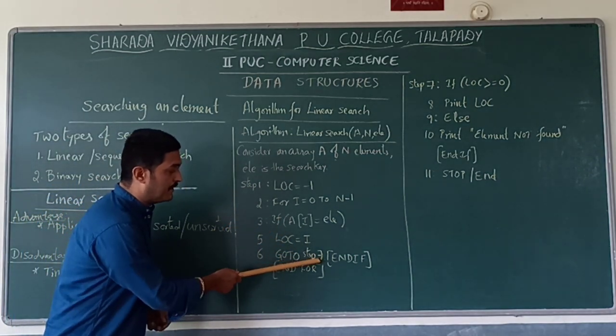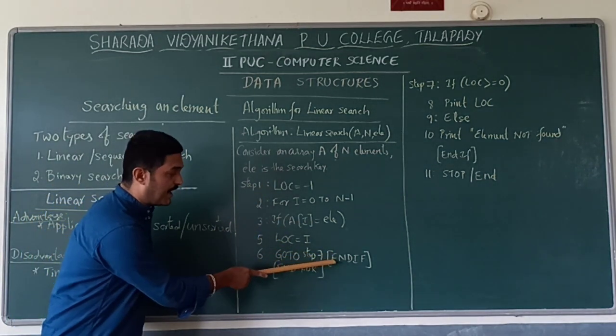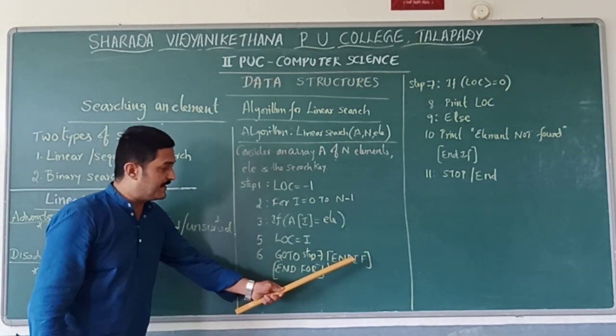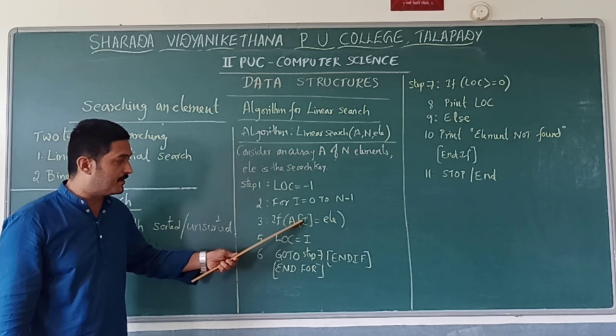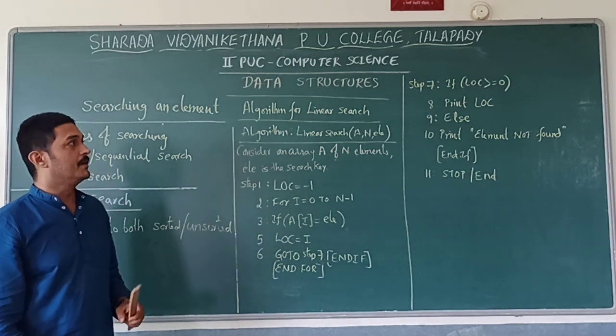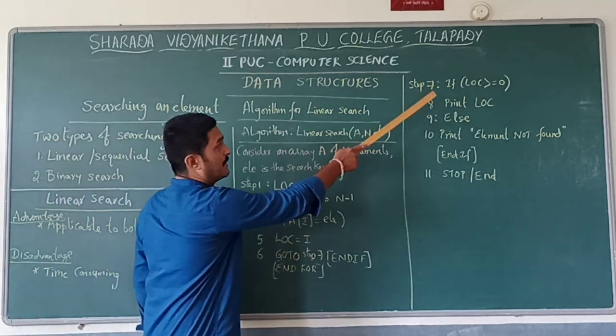So go to step number 7, and after that we have to use end if, end for. Actually these two are comments. End if indicates the end of this particular if statement, and end for indicates the end of this for statement. So next one is step number 7.